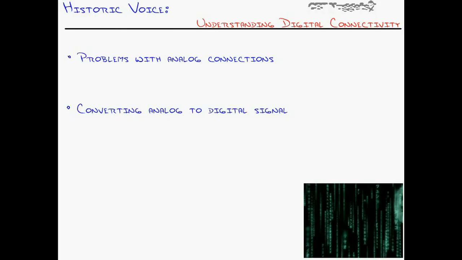As all things in the realm of technology do, analog connections eventually changed and are changing into digital connections of the 20th century and beyond. What I'd like to do in this nugget is talk about the problems associated with analog connections that we still encounter to this day. I'll then talk about the advantages that digital connectivity offers and how we convert an analog signal to a digital signal.